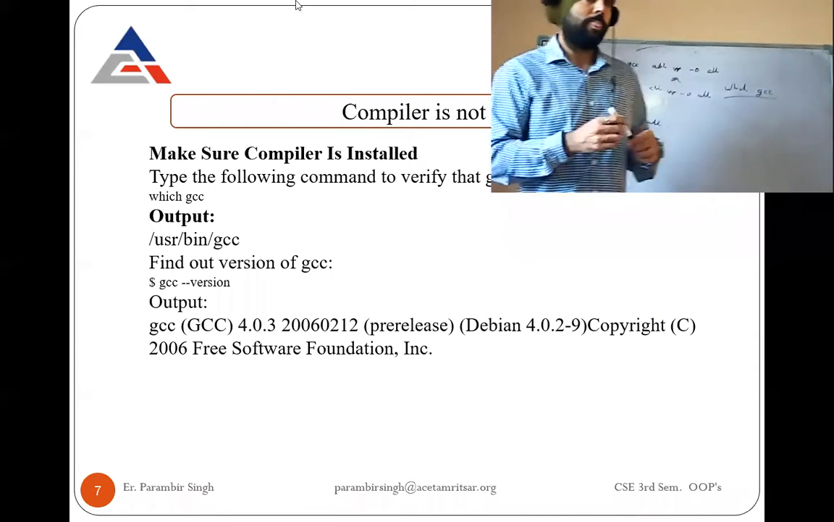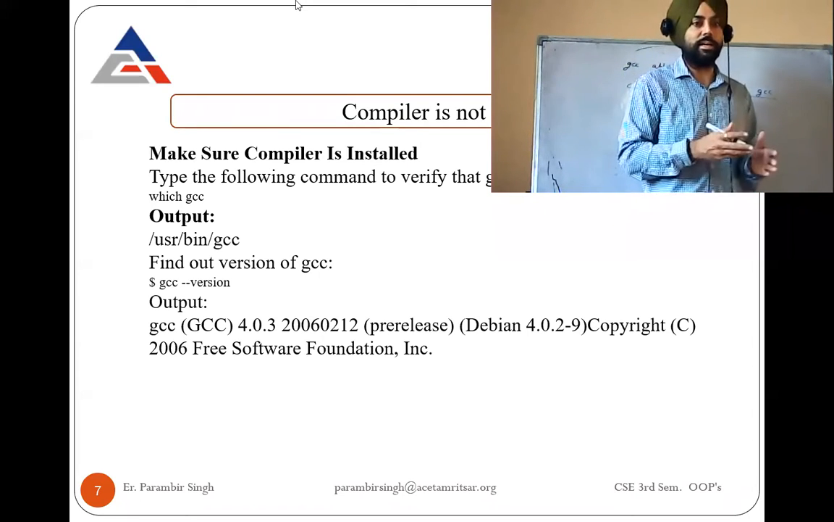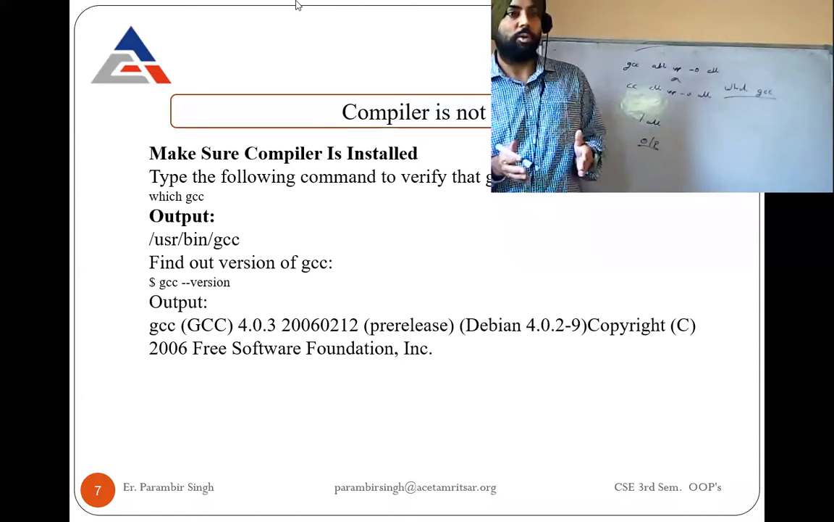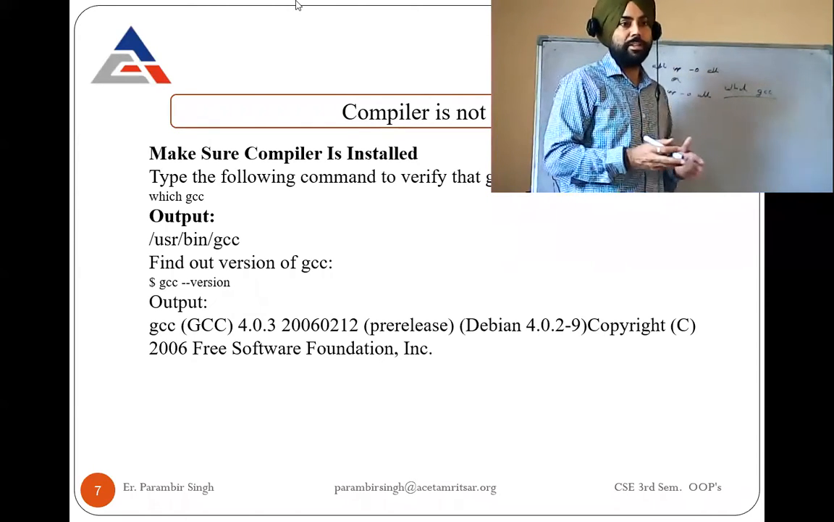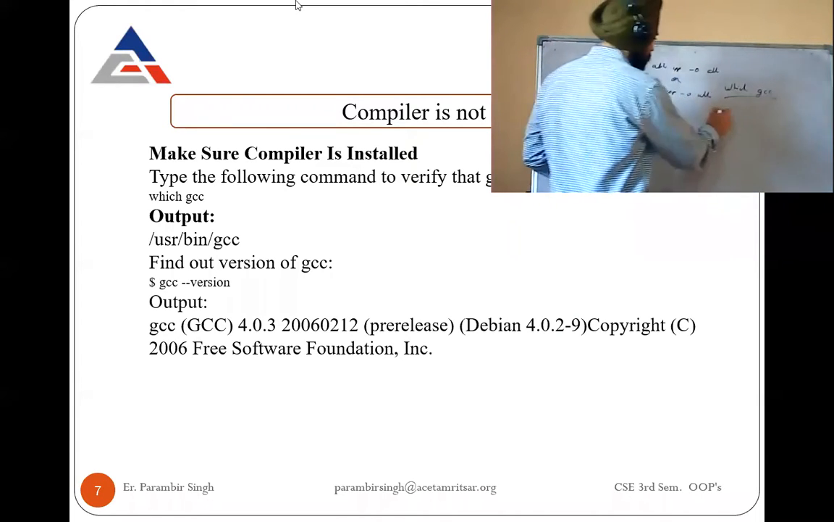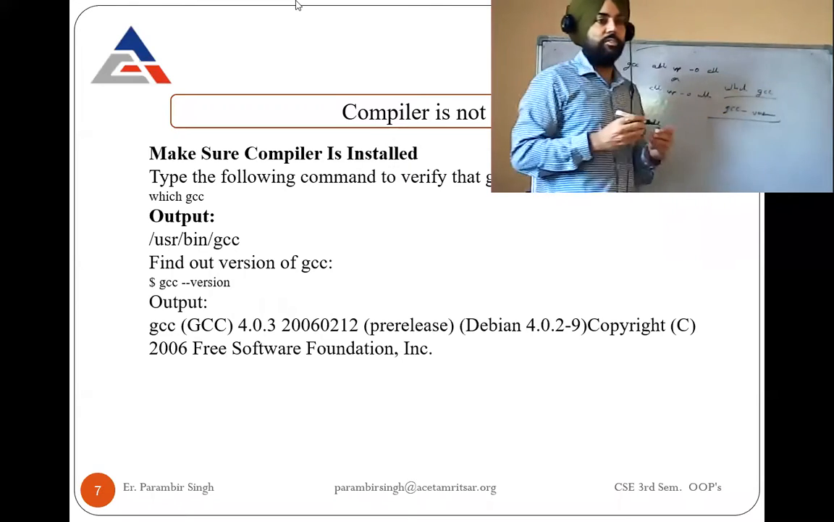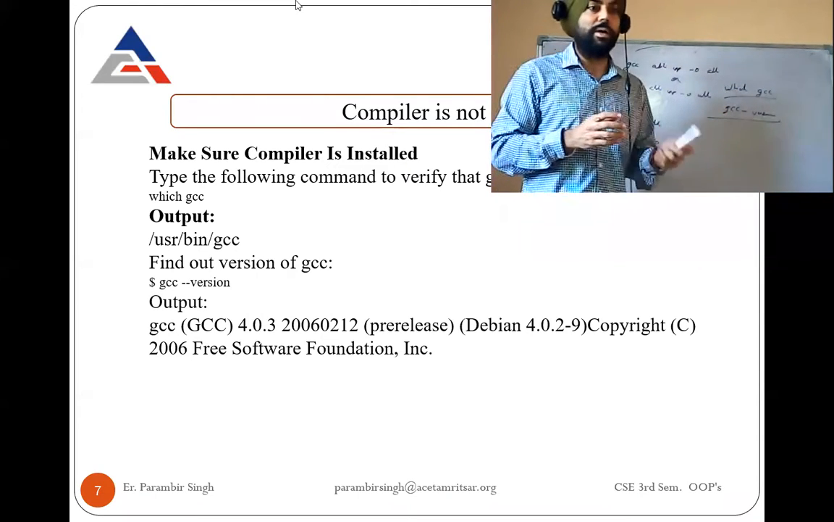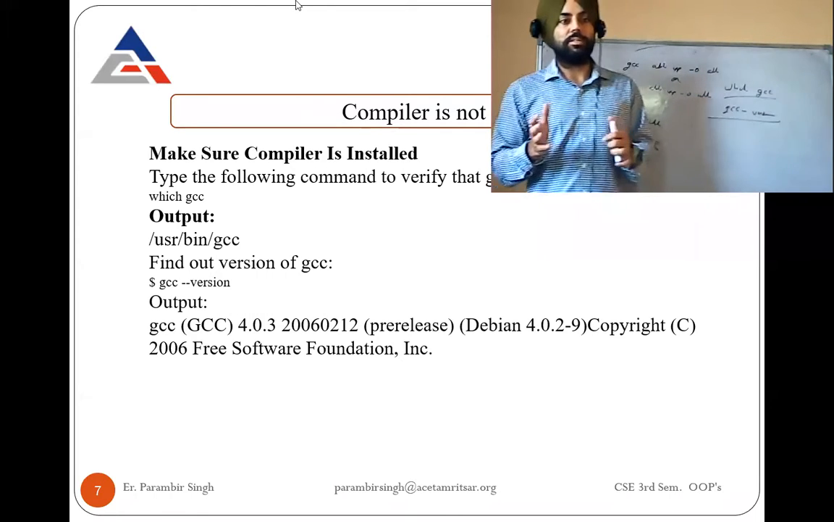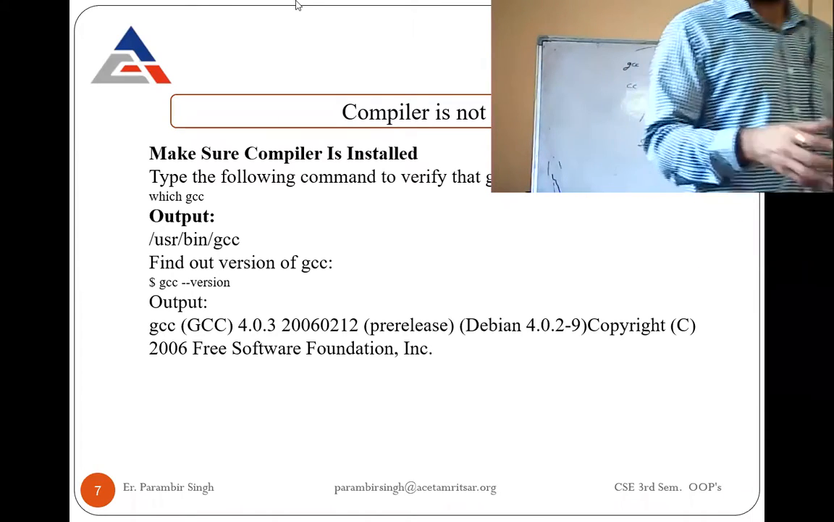As shown in the PPT, that tells the slash usr, then a bin folder, and another one is gcc. Then after that, find out the version of gcc. So how can we check the version of gcc? You just write gcc slash version, then it will tell the complete version of your gcc compiler, and the software it was created with. So this is the complete information about the version.